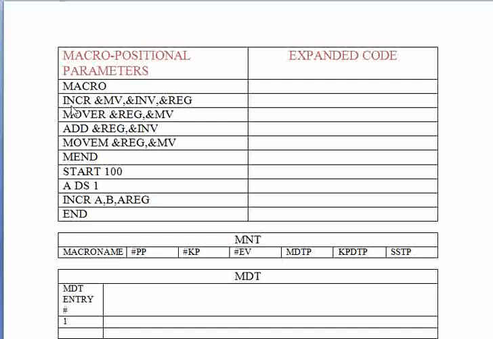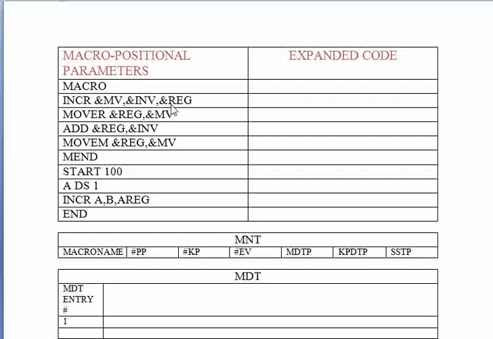Now in this particular prototype statement we have three parameters, and all three parameters are of the type positional. They are called positional parameters because formal parameters will be replaced by actual parameters based on the order in which they appear in the expansion. That is why they are called positional parameters. If you wish to write a positional parameter, the syntax is to write an ampersand followed by the parameter name as shown over here. So we've got three positional parameters here, the first one being &mv, the second one being &inv, and the third one being &reg.